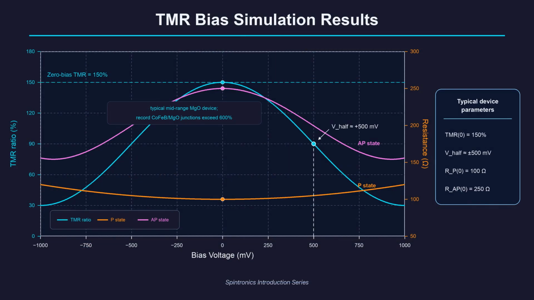The simulation shows the symmetric TMR versus bias curve. Peak TMR of about 90% occurs at zero bias for these parameters for this typical mid-range magnesium oxide junction. Record devices reach well over 600%, as we saw in Chapter 2. As voltage increases in either direction, TMR decreases following the parabolic model. At plus or minus 500 millivolts, TMR has dropped significantly. This behavior is important for device designers who need to optimize the trade-off between signal amplitude and operating voltage.